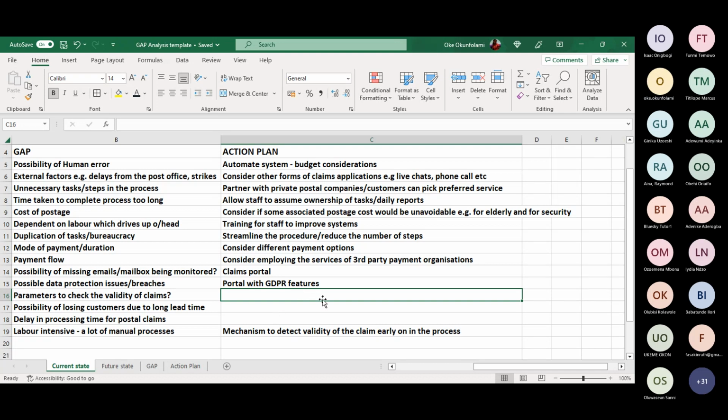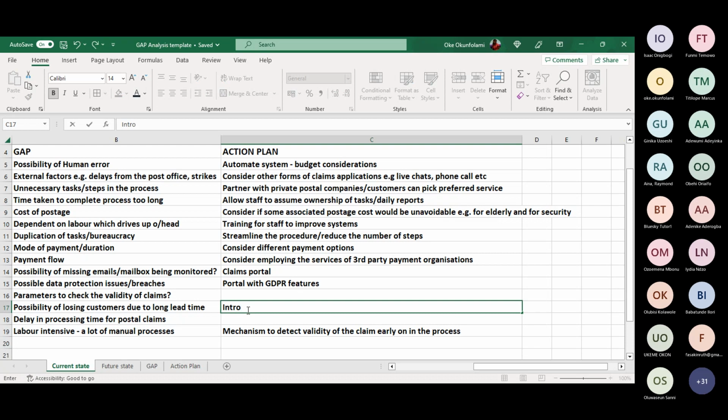Adiola. Yeah, so on the possibility of losing customers, I think if vouchers can be introduced that they can use at checkout, then they won't have to wait for the lead time. Sorry to interrupt. At this point I'm not really putting them like for like. I was doing that at the start, but now I'm just filling up the spaces.